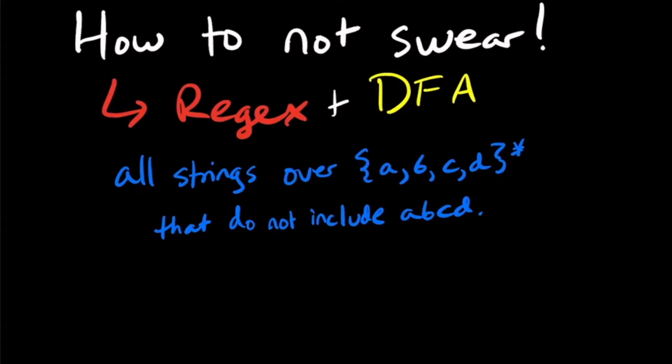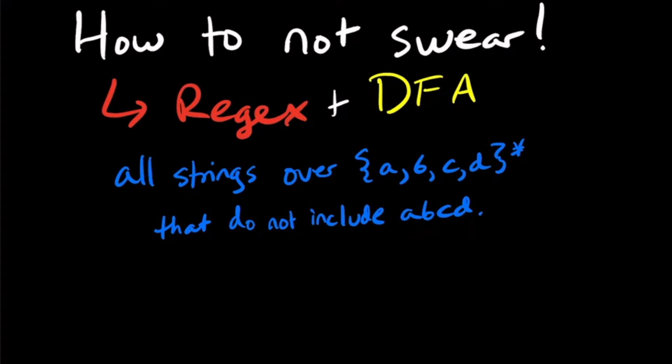So too many of you are swearing, and I want to teach you how to not swear. The way that we're going to do this is with a regular expression and a DFA. By not swearing, what I mean is all strings over the alphabet A, B, C, D such that they do not include ABCD as a substring.